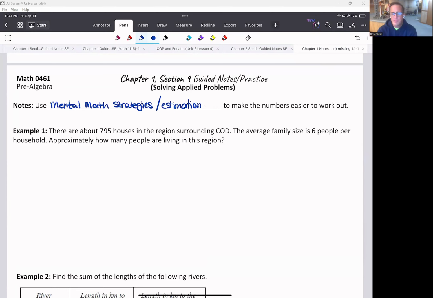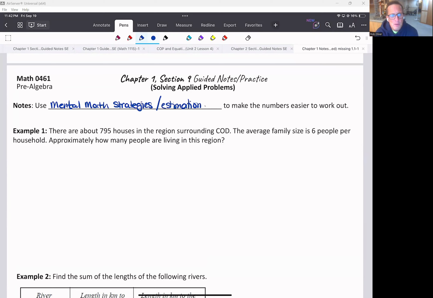When we're going through estimation and how you might want to estimate numbers, those strategies can vary by who's doing it and how comfortable you are with certain values and how you view numbers and what you see them as. But yeah, that's kind of it.